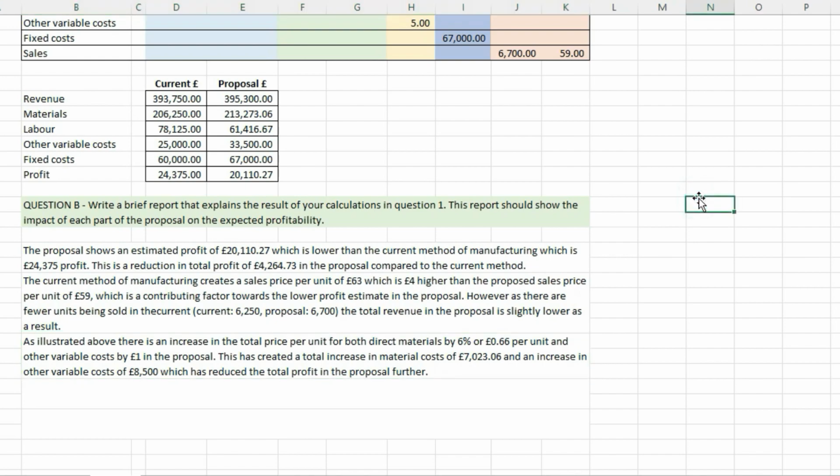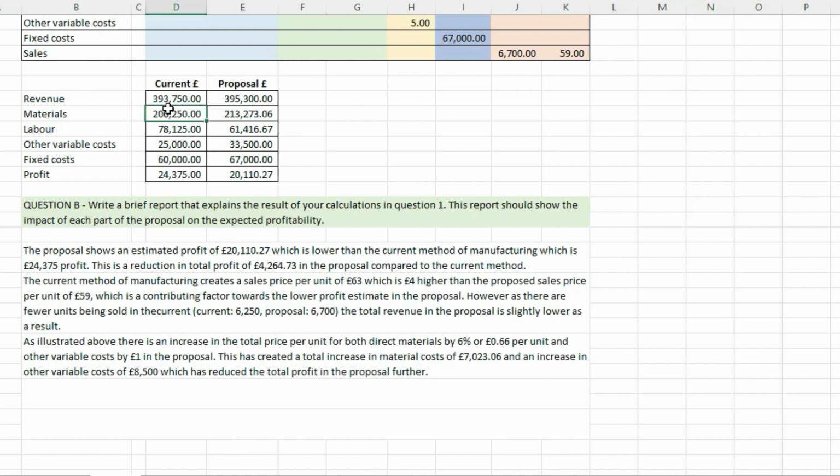So here we're saying, as illustrated above, there is an increase in the total price per unit for direct materials by 6% or 66p per unit. So again, comparing like with like, and there's an increase in other variable costs by £1 in the proposal. So again, we're mentioning price per unit here, we're mentioning increases, etc. This has created a total increase in material costs of £7,023 and an increase of other variable costs of £8,500.